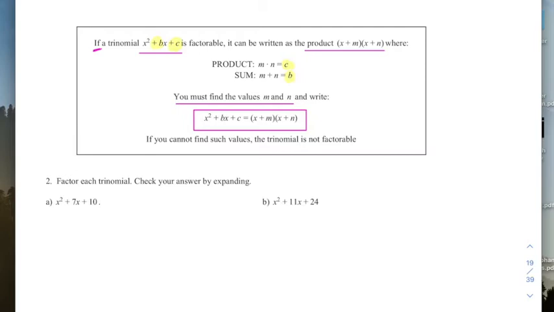Now, it's going to take you some time to learn how to find m and n, but once you get really confident in it, you'll know that if you're searching for m and n and you cannot find two numbers that multiply to c and add to b, that means it's not factorable. So the key here is you need to practice this to really recognize things that are not factorable. Let's try this one.